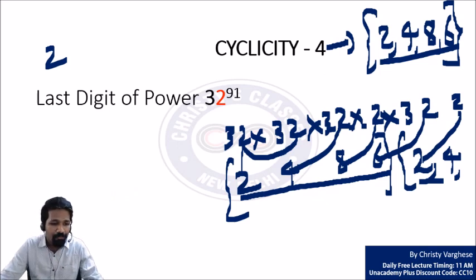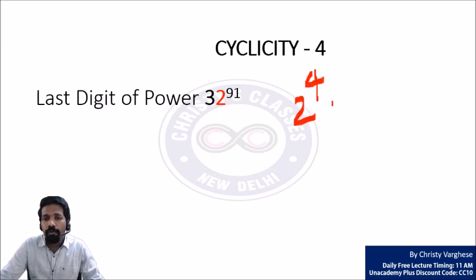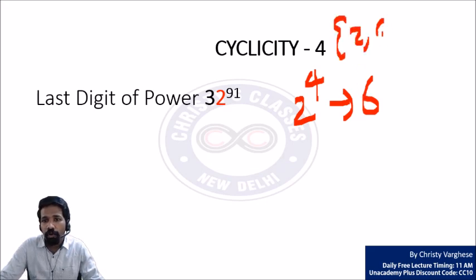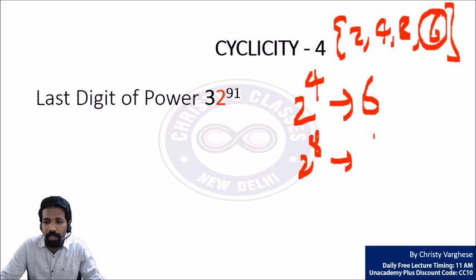Now, as 4 varieties are there, it is not as easy as odd and even power, because there are 4 possibilities. So how to determine the possibility, that is what I am teaching you. First I will tell the concept. 2 raised to 4 will be ending in the last element in the power cycle. 2, 4, 8, 6 are the elements in the power cycle. So 2 raised to 4 ends in 6. Next 2 raised to 8 also ends in 6. 2 raised to 12 also ends in 6.